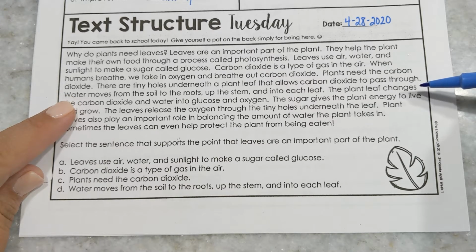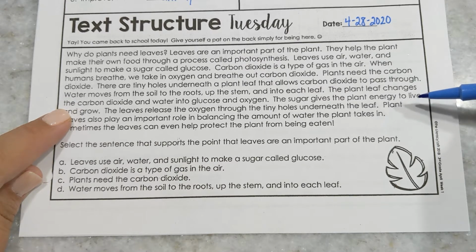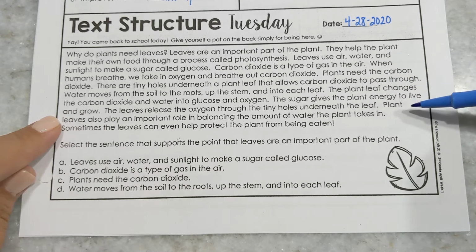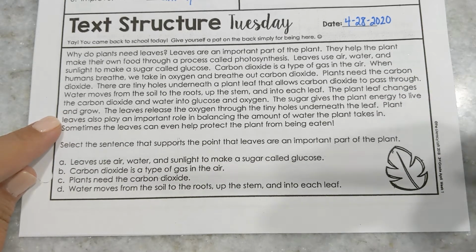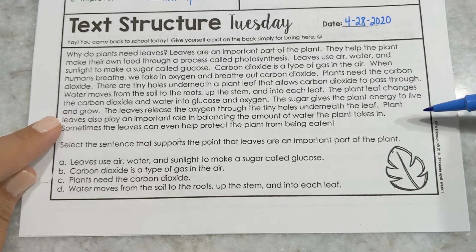Water moves from the soil to the roots, up the stem, and into each leaf. The plant leaf changes the carbon dioxide and water into glucose and oxygen. The sugar gives the plant energy to live and grow. That sounds kind of like our bodies. We need some form of food to help us to sustain our energy. The leaves release the oxygen through the tiny holes underneath the leaf. So it's kind of like they're exhaling.